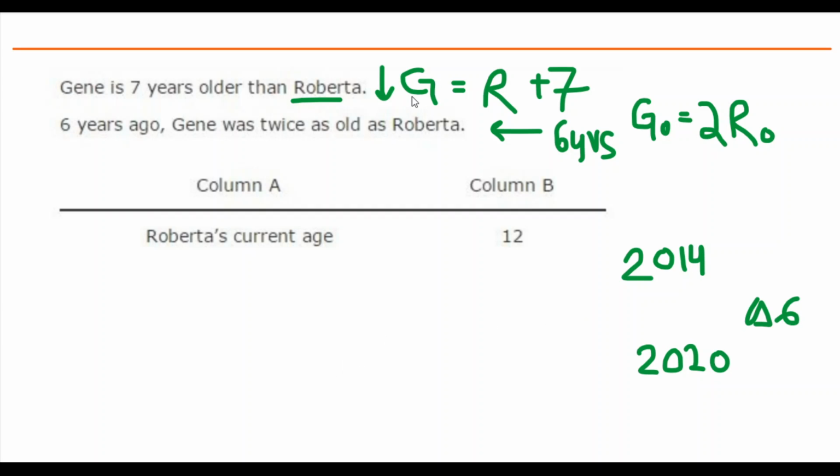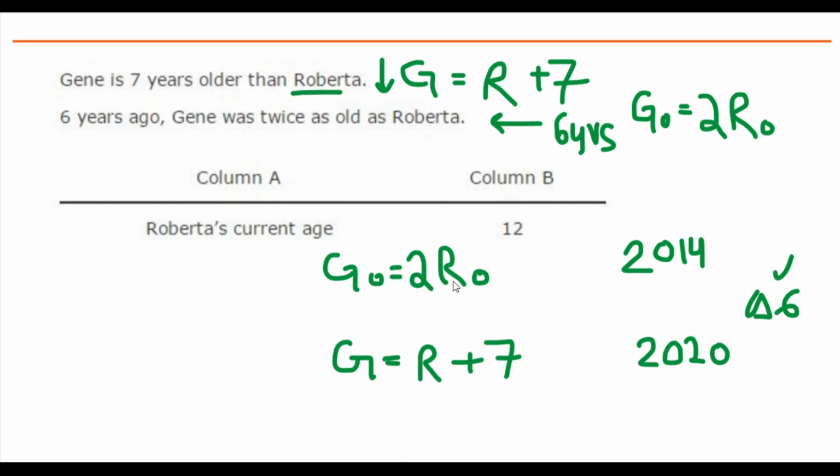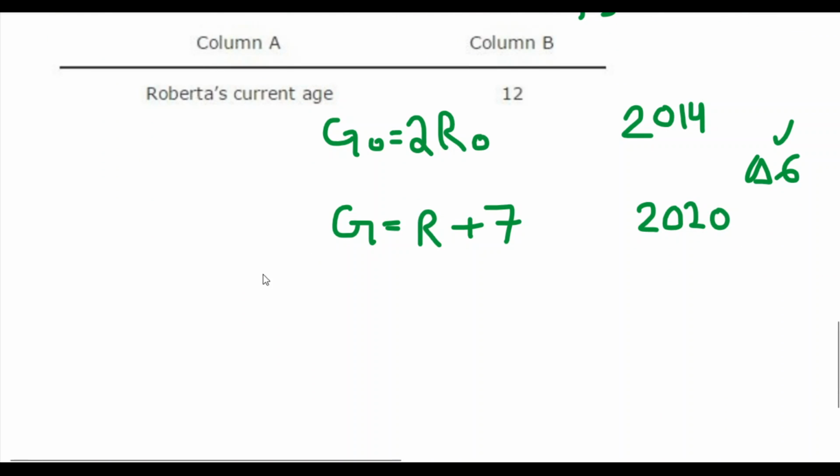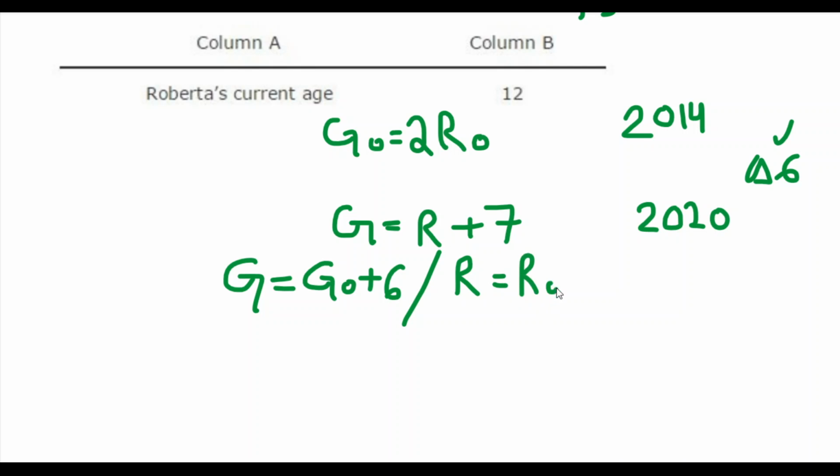So let's say now, since this is the now case, Jean is 7 years older than Robert. However, 6 years before, Jean's old age was twice Robert's age. And I can come up with a further constraint, which is that Jean's now age is Jean's old age plus 6, and similarly, Robert's now age is Robert's old age plus 6 because of the 6 year gap. So now I can use these constraints to figure things out. I'm going to combine these two constraints and work my way out.